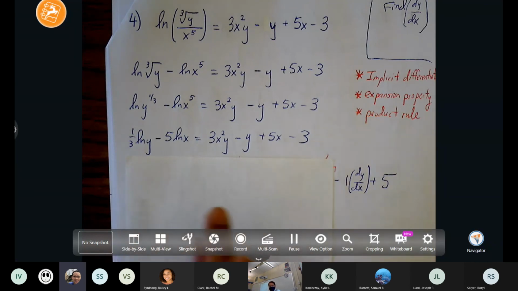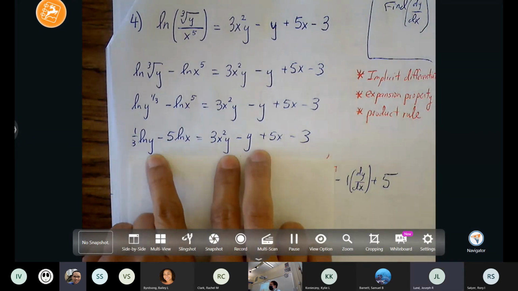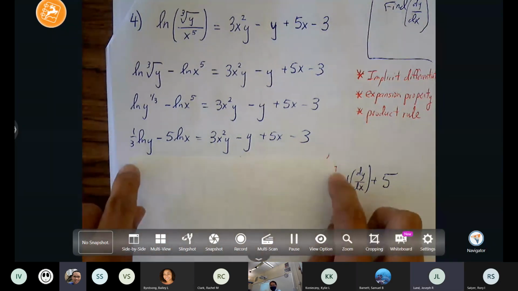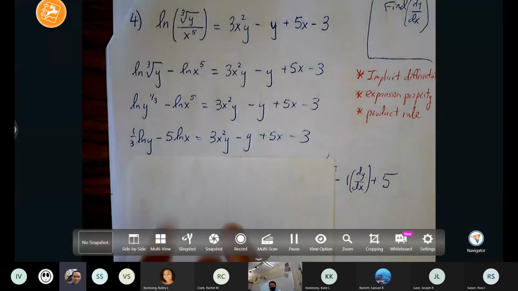So how many y's do you see here? 3, right? So what does that indicate to you? The next line should have what? 3 dy dx's. Okay. That's a quick way to kind of double check that you have the correct number of those derivative variables of dy dx popping up.